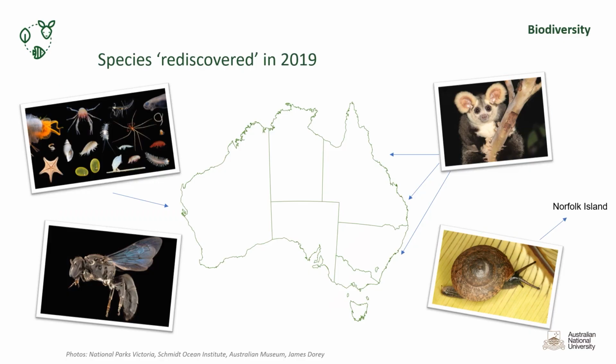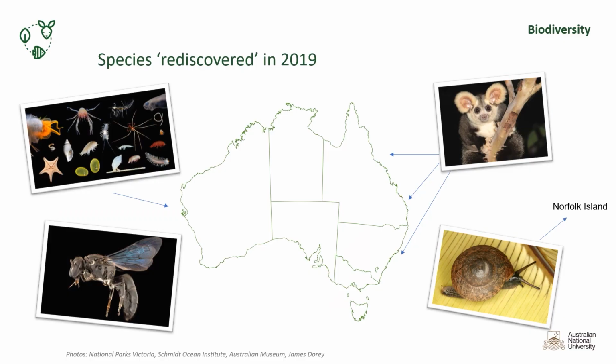4 species were uplisted, that is, they were classed as more endangered than they previously were. And one of these species is the Australian sea lion. It was uplisted from vulnerable to endangered, and is one of the most endangered members of the seal family in the world. There's only about 12,000 of them remaining.